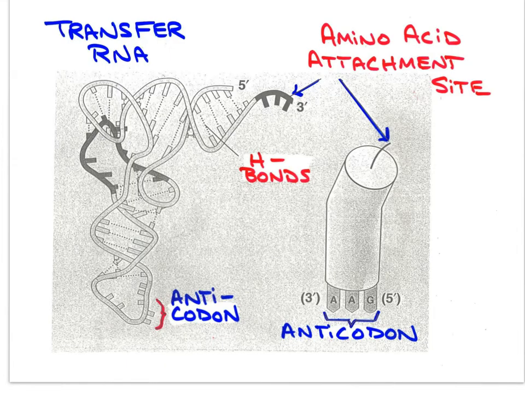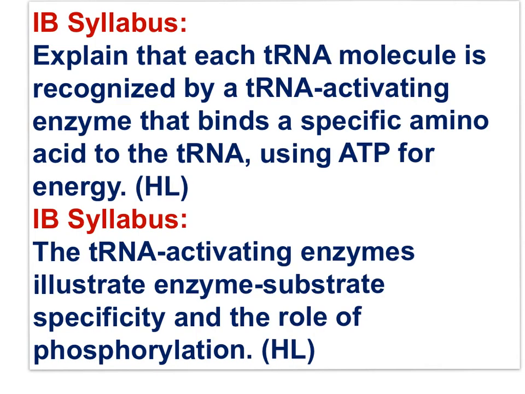Here is another image of tRNA, and on the right side, a highly simplified drawing. Amino acid attachment occurs here in an enzyme-driven process known as tRNA charging, and it involves ATP. So here are the relevant IB syllabus statements. Explain that each tRNA molecule is recognized by a tRNA activating enzyme that binds a specific amino acid to the tRNA using ATP for energy.